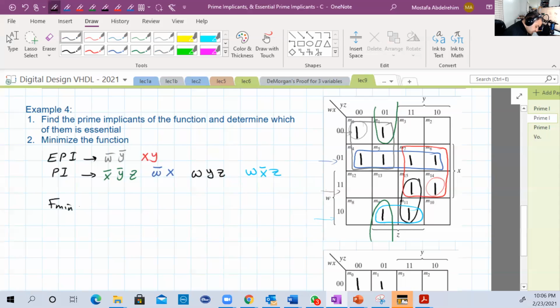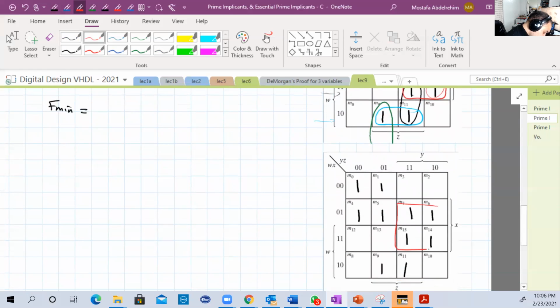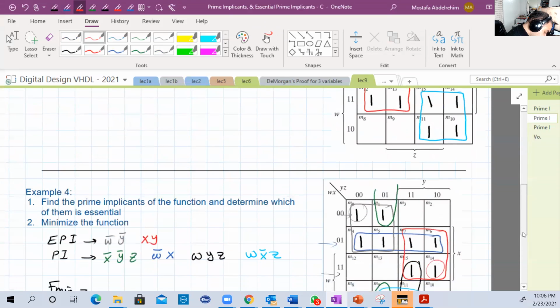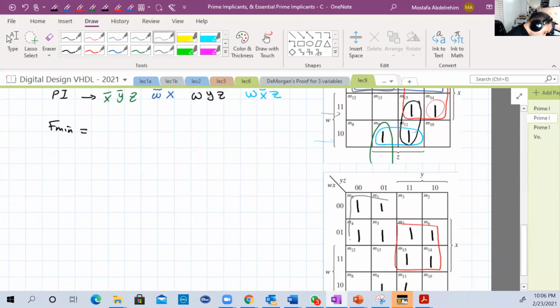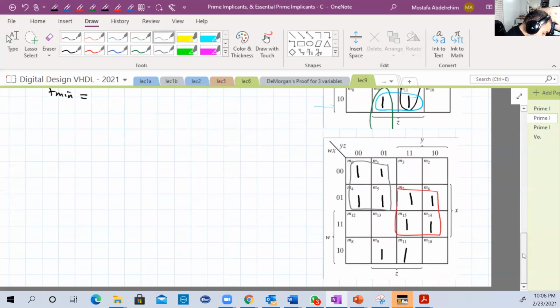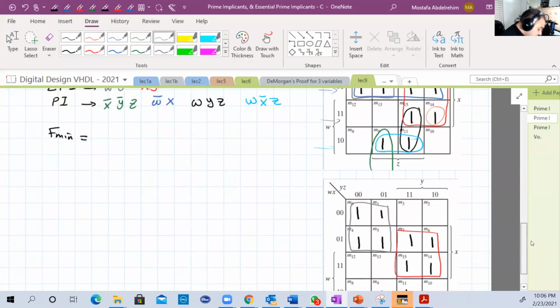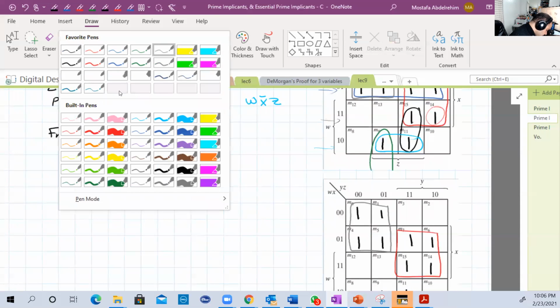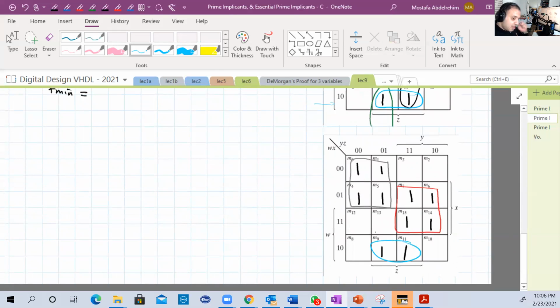F minimum equals, again, locate all the essential ones. So we have the red is essential, and the gray is also essential. And now look, we covered all the ones except two of them. So the best option is to take the cyan, to take that implicant here. That's the best option. Otherwise, you will have a non-optimized solution.